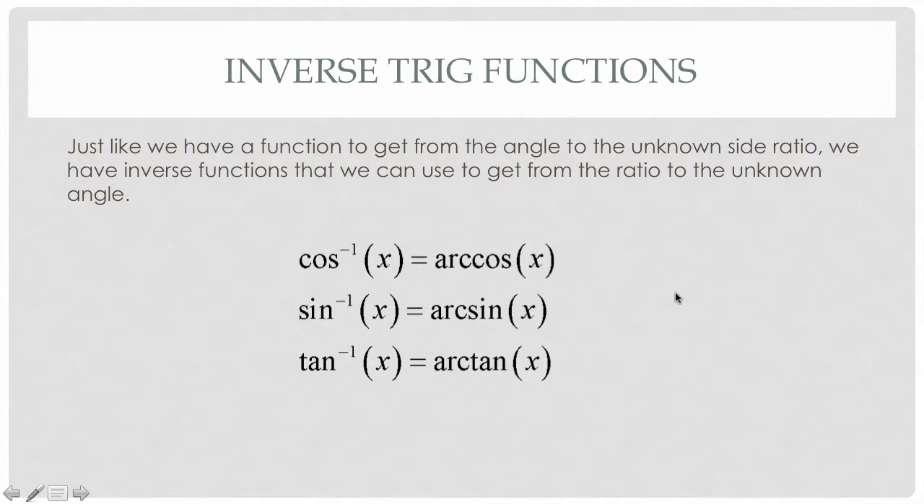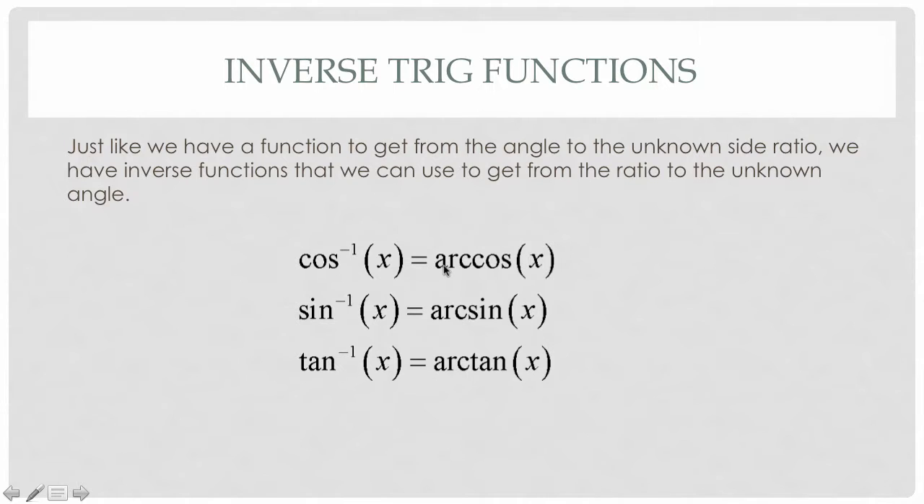Just like we have a function to get from the angle to the unknown side ratio, we also have inverse functions. Remember in math, we love to be able to do things and then undo things: adding and subtracting are opposites, multiplying and dividing are opposites, squaring and square rooting are opposites. We have the ability to cosine an angle, and we have the ability to uncosine it, or inverse cosine. Now, some things to keep aware of. We write inverse cosine with this little -1, which is oftentimes used in math for inverse. So cosine with a little -1 in the power means inverse cosine.